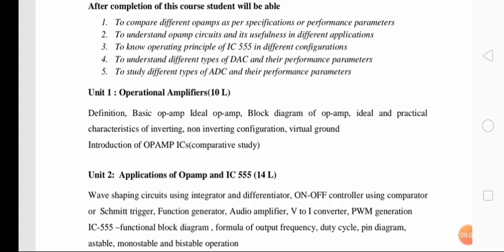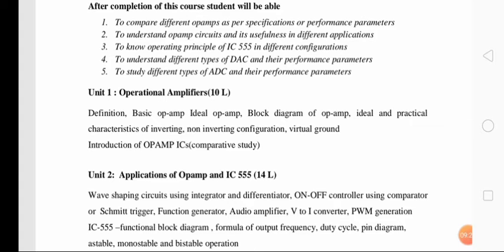I told you that amplifier means the device which can amplify, which can increase the magnitude of input at the output. So what is meant by operational amplifier? The amplifier which is capable of performing different mathematical operations is known as an operational amplifier. Operation means mathematical operations.